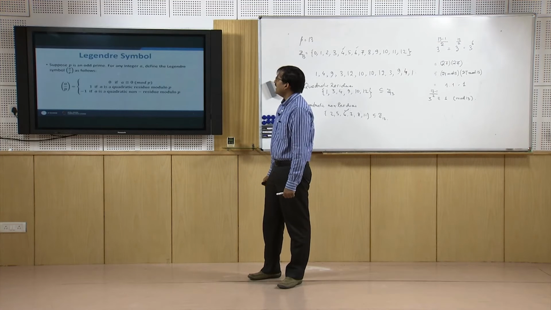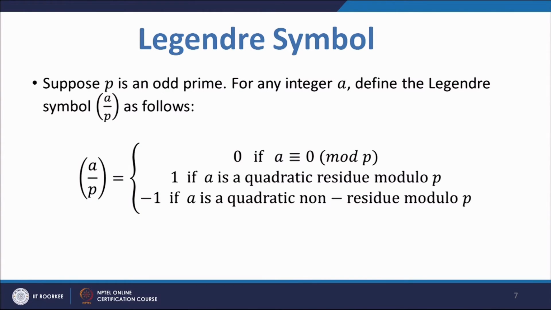So, ultimately we land up in a very famous symbol called the Legendre symbol. If we have an odd prime p and take any integer a, then a by p enclosed in parenthesis is said to be the Legendre symbol, and it is 0 if a is congruent to 0 mod p, it is 1 if a is a quadratic residue mod p, and it is minus 1 if it is a quadratic non-residue mod p.